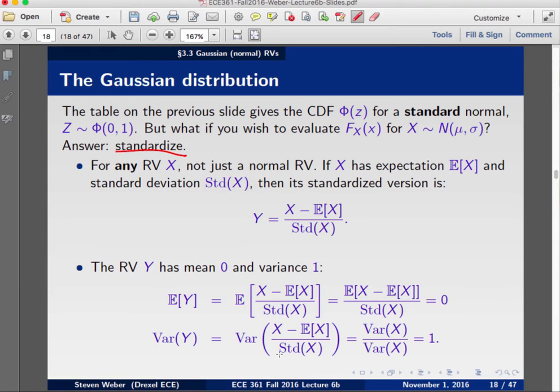And we know that the variance of bx is equal to b squared times the variance of x. Now in this case, b is equal to 1 over the standard deviation of x. So when I pull that out, I'm squaring it. And the square of the standard deviation is the variance. So I'm left with the ratio of the variance of x over the variance of x, in other words, 1. Again, emphasizing that this operation of standardization applies to any distribution, not just to the normal.